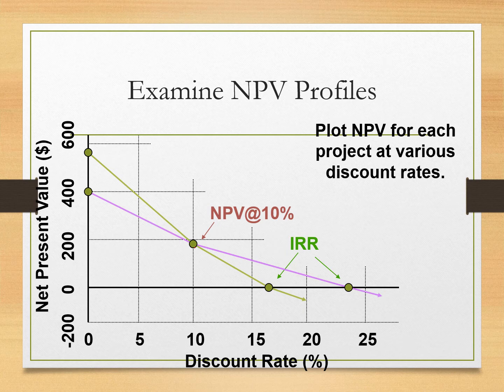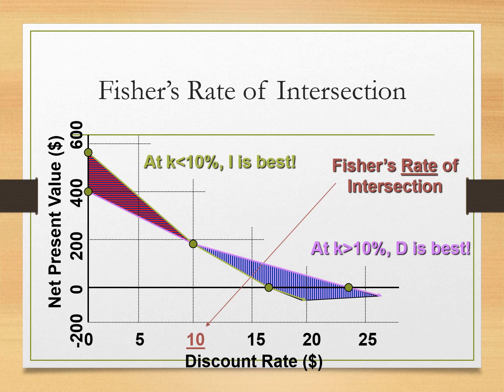But if we move from this point 10% to our right, or we can say that if we increase the discount rate, the two projects' NPV is now different. And if we move from 10% to 5% or 0%, we can see that there is a difference in the NPV of two projects. So the discount rate at which the two projects' NPV are intersecting is also known as Fisher's rate of intersection. So this green part is reflecting NPV of I project, and this blue part is basically representing NPV of D project.